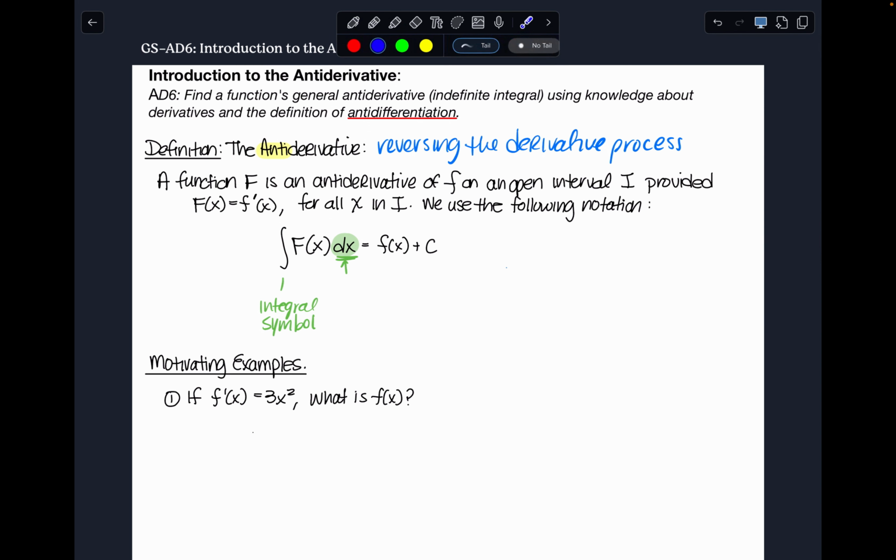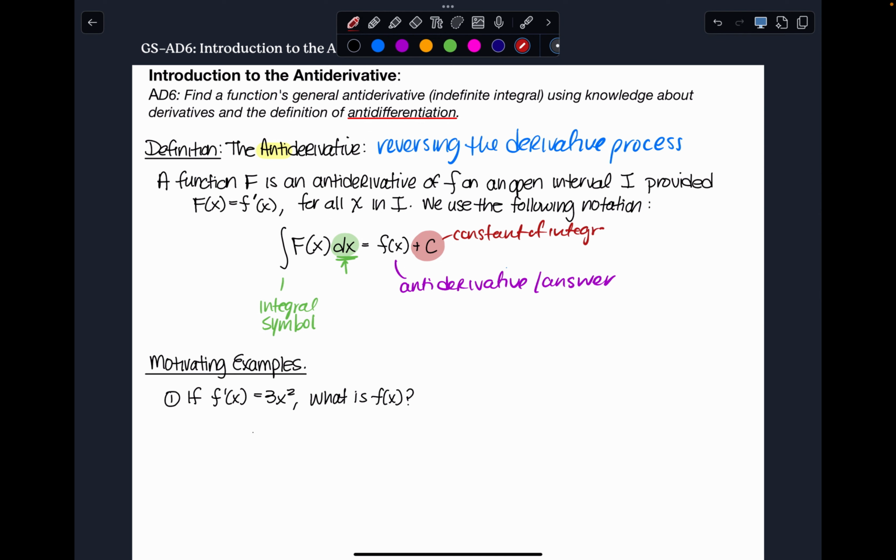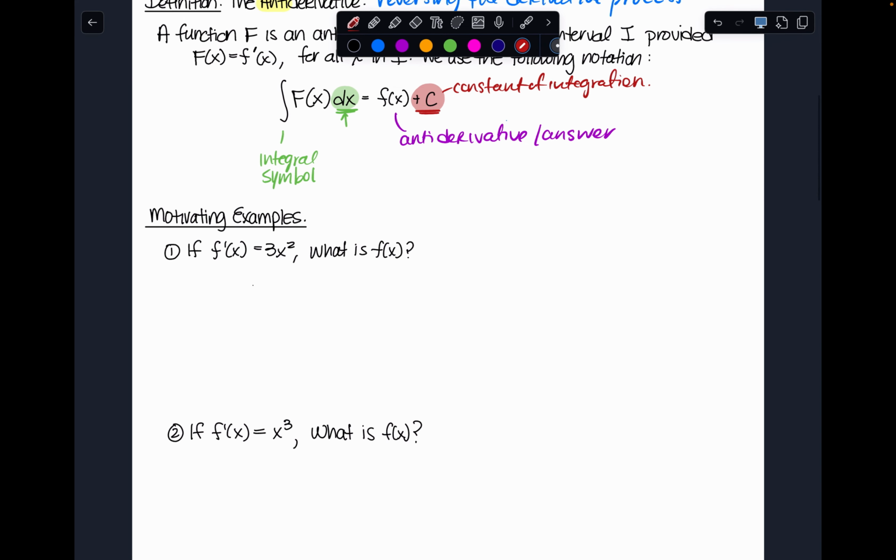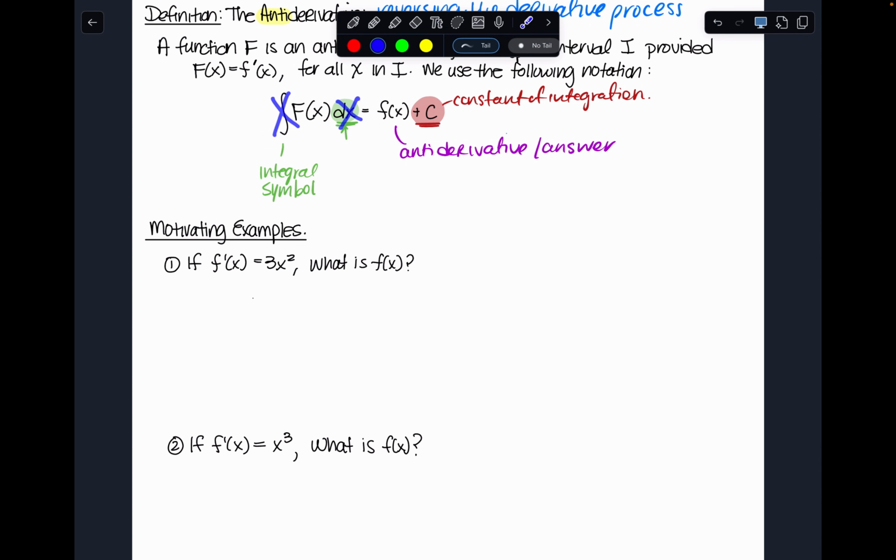And in this case, the answer to the integral, the antiderivative, is going to be a combination of the sum of a function, little f, and the constant of integration, which is what this is called. I'm going to explain why the constant of integration is necessary in this video. For now, though, I just want you to see that anytime you write the answer to an integral, this constant of integration must be included.